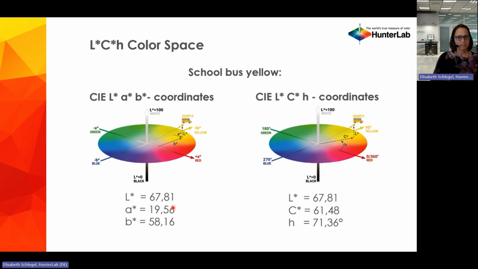Here I know how much it's in the reddish area and how much in the yellowish area. And here I can say how much it is saturated. So it's quite saturated here. And H gives me the angle. So I can say it's near to 90 degrees. So it's rather yellow, but it's still in the red part here.